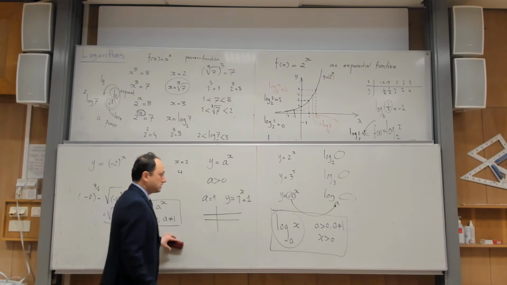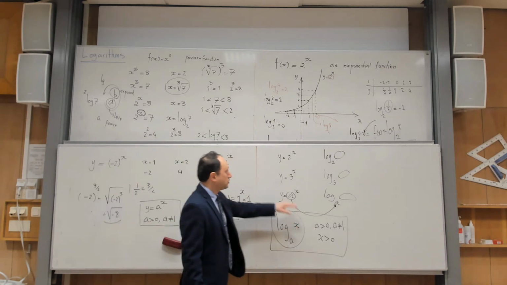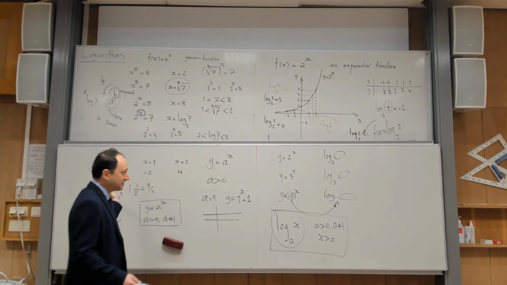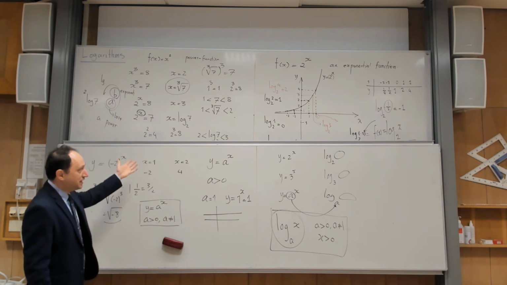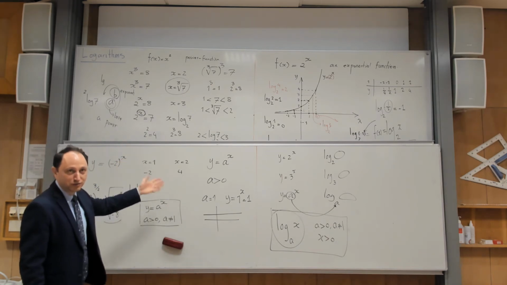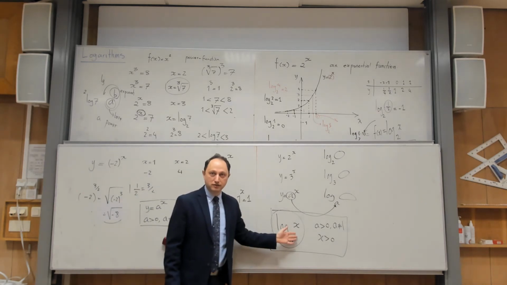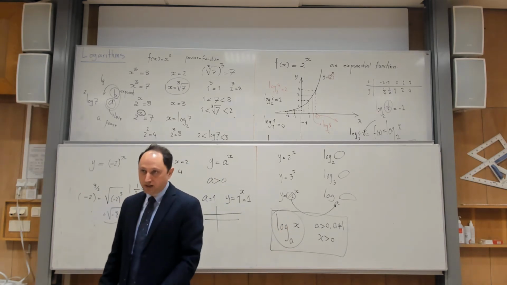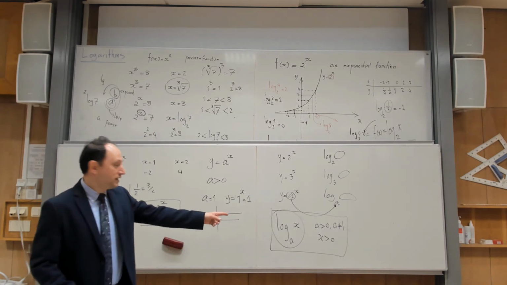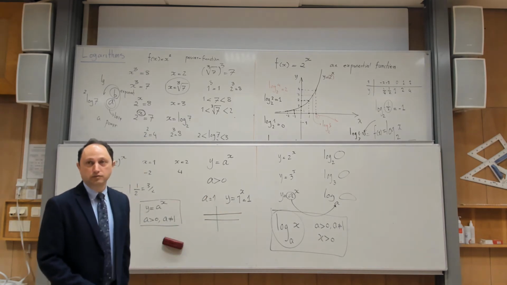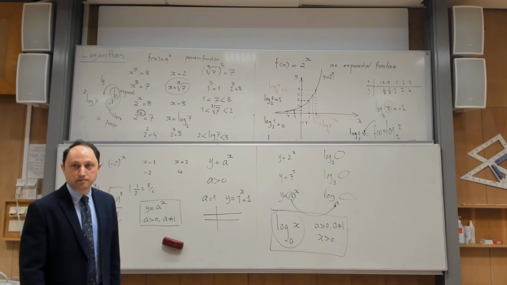So I want you to write this down somewhere. What you learned at the end, if you like to understand, that is the way of understanding. If you don't want to understand, that is what you need to know as information. When you have a logarithm of x in base a, x should be positive, a should be positive but not equal to 1. Is that understandable or not?